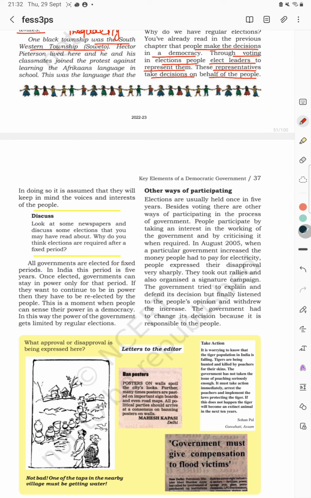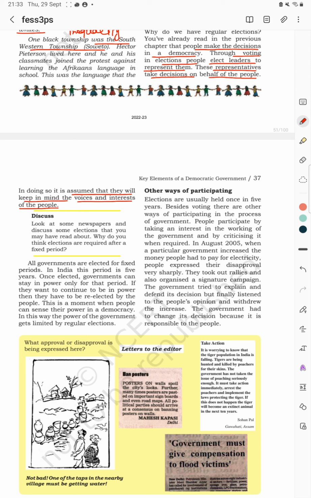So in the elections, the eligible or adult population votes. They elect their leader, and those leaders participate in the decision making on behalf of the people. So basically people indirectly make decisions in a democracy. In doing so, it is assumed that they will keep in mind the voices and interest of the people. Got it? What is participation? People participate in election. They elect their representative, who in turn participates in the decision making. While participating in the decision making, he keeps in his mind the voices and the interest of the people.